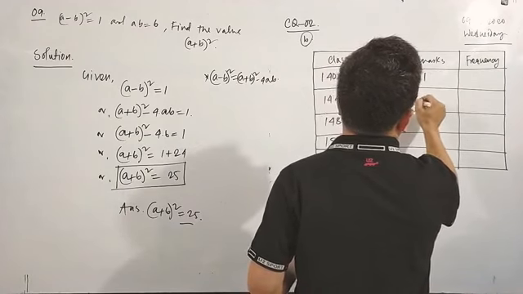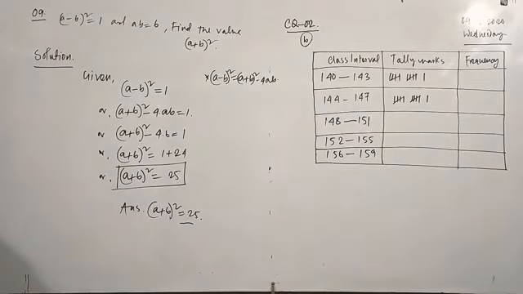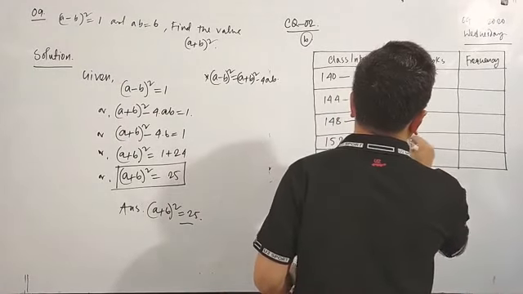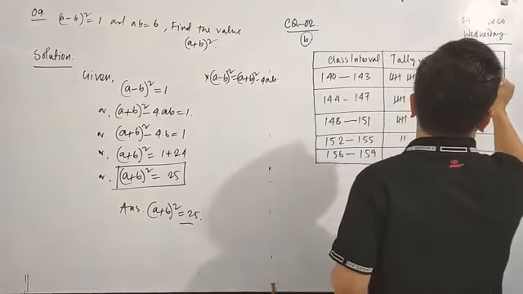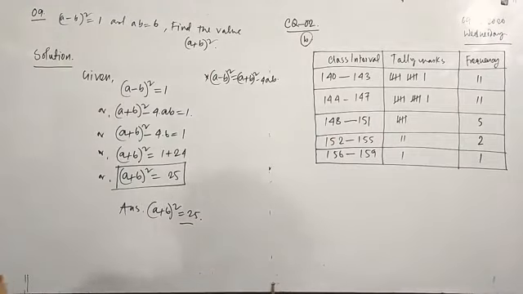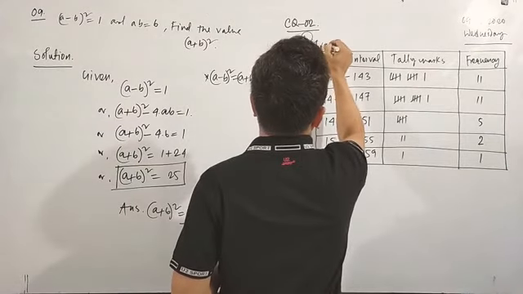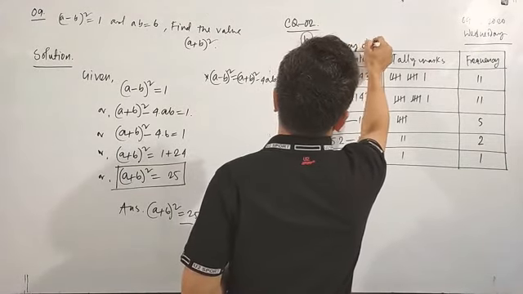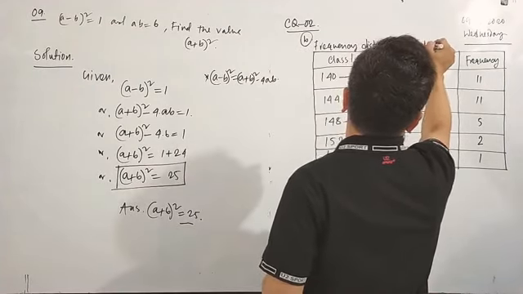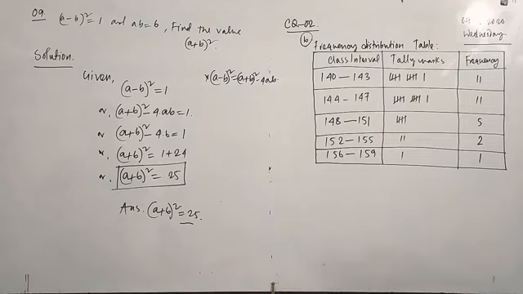As I remember, the frequencies are 11, 11, 5, 2, 1. So this is the frequency distribution table. Yesterday we constructed the frequency distribution table, and after that we have to draw the histogram.